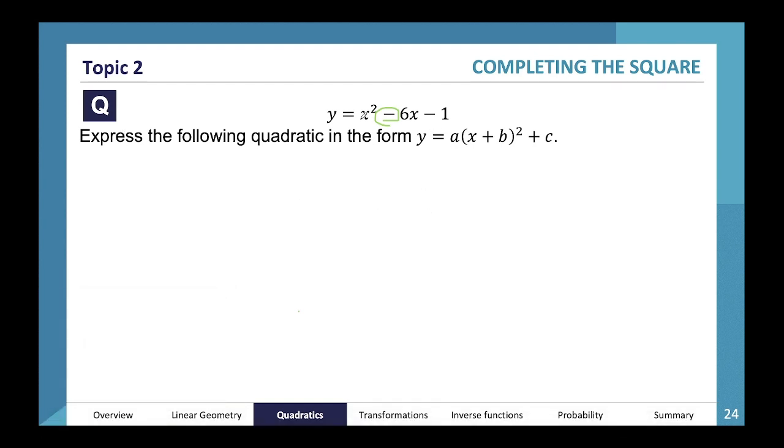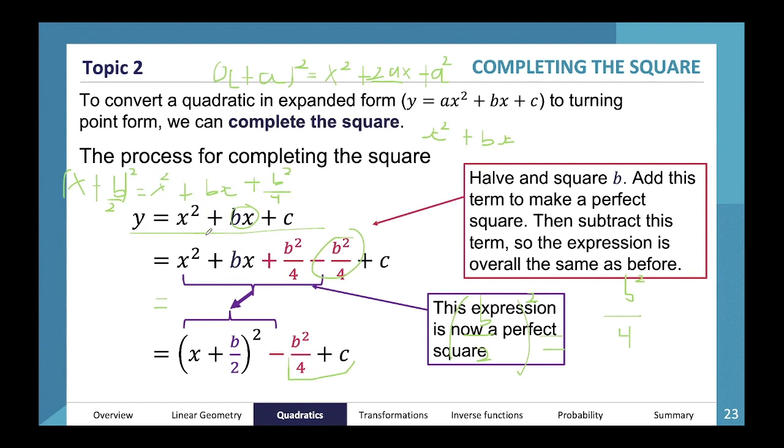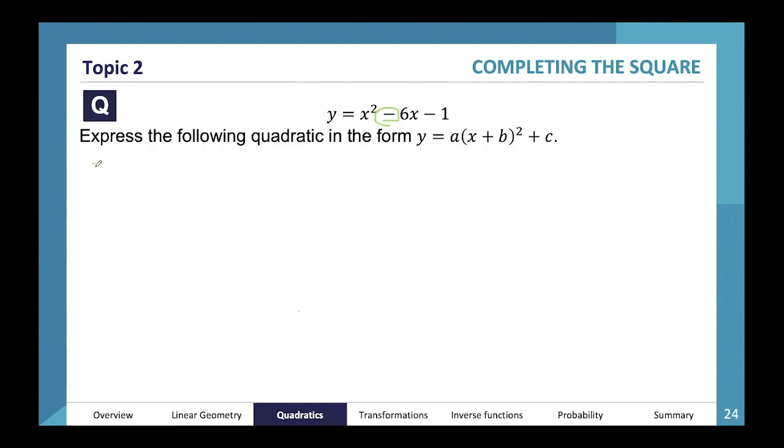All right, so first thing, I want to determine what my b term is. So what I'm going to do is split it up so that it looks a lot more like x squared plus bx plus c. So I'll write x squared plus minus 6x plus minus 1. Okay, the next thing to do is to get minus 6, divide it by 2, and then square it.